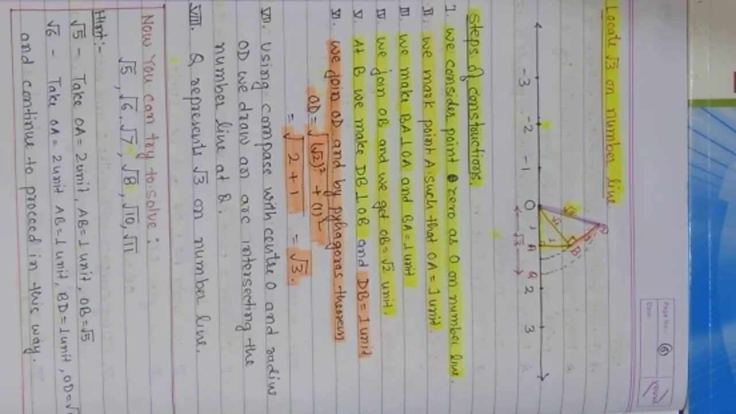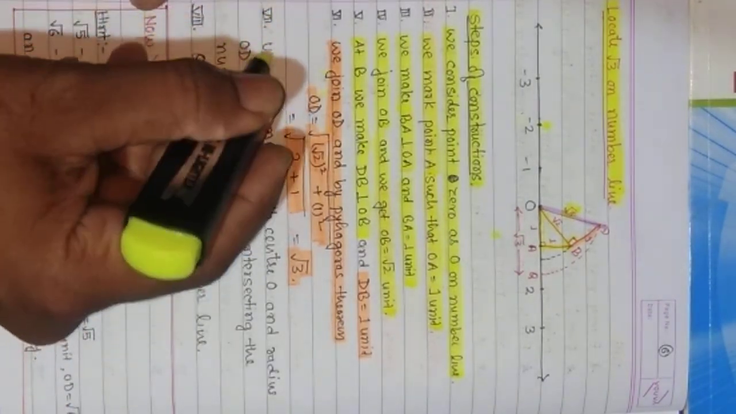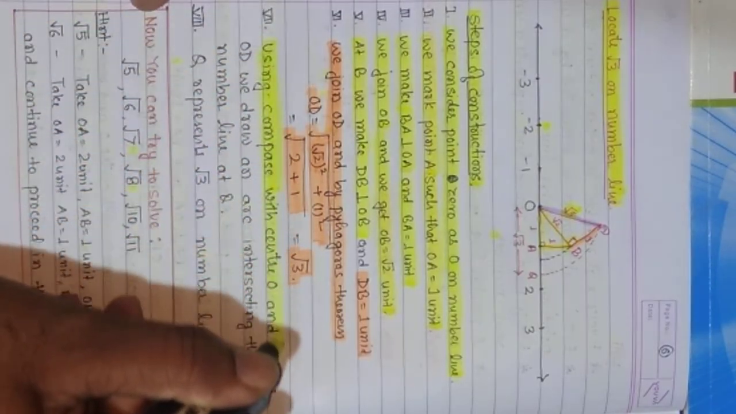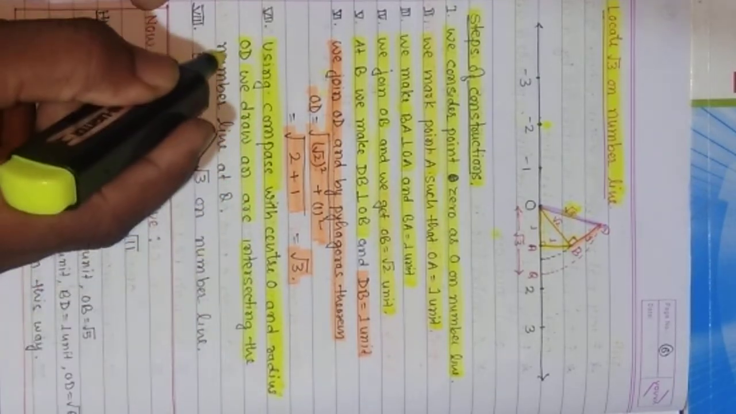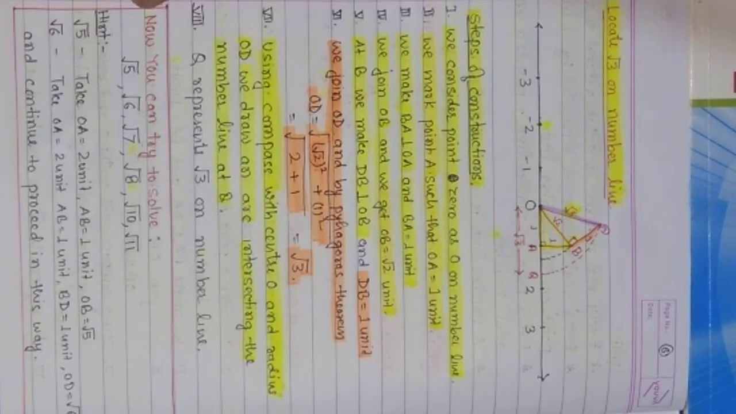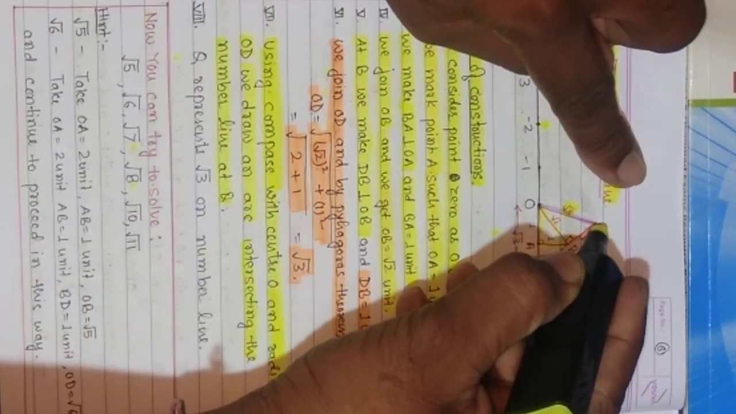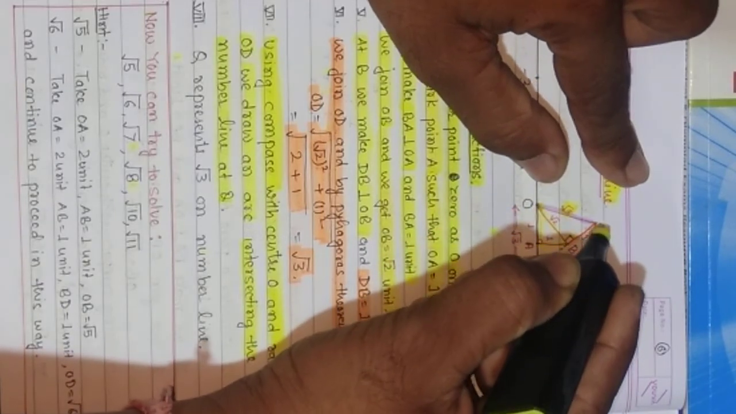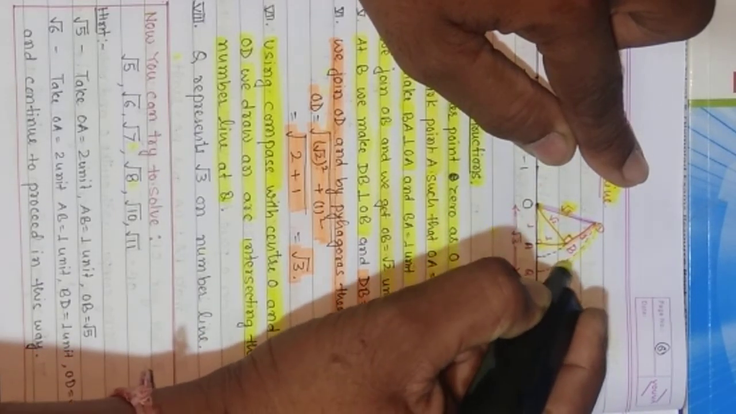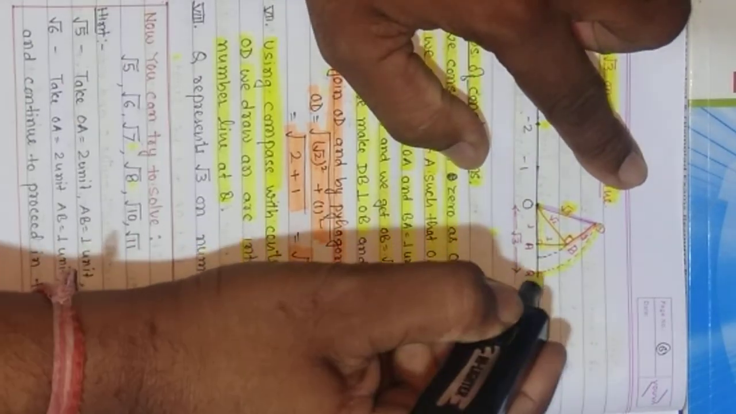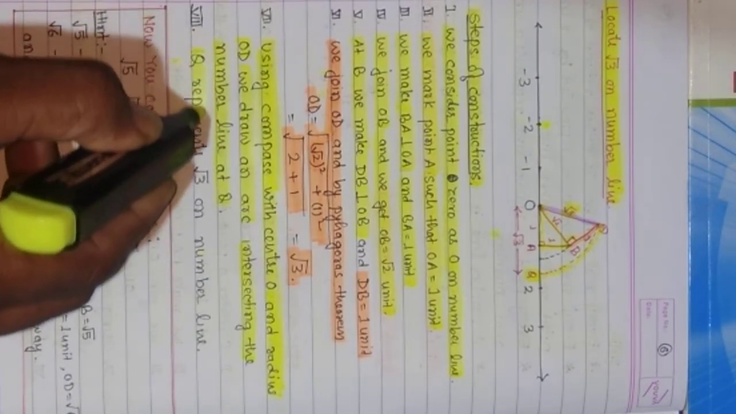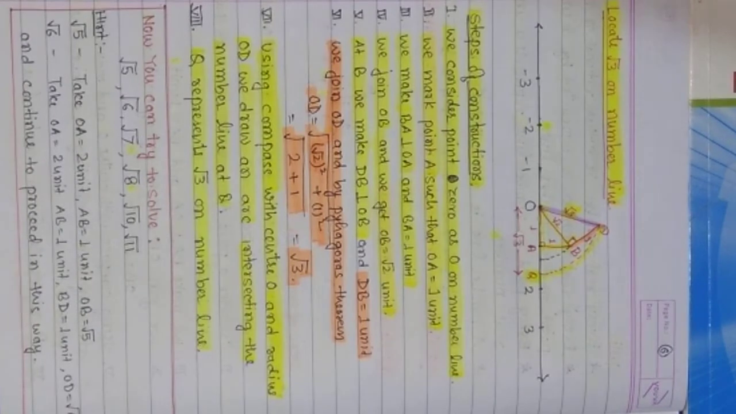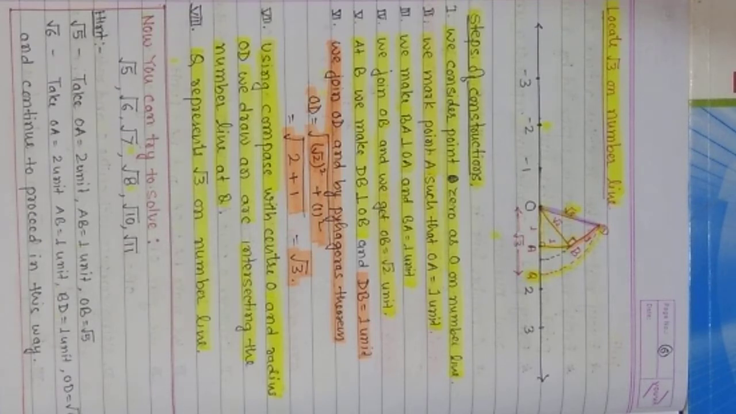After that, using compass with center O and radius OD, we draw an arc intersecting the number line at point Q. With O as center and OD as radius, we make an arc which intersects the number line at point Q, and in step 8, Q represents root 3 on the number line. In this way we can locate root 3 on number line.